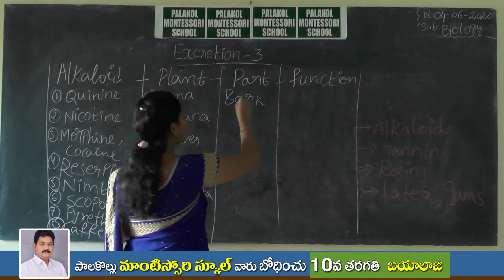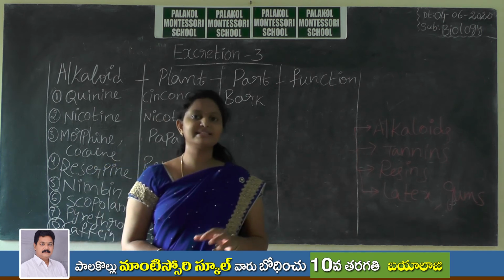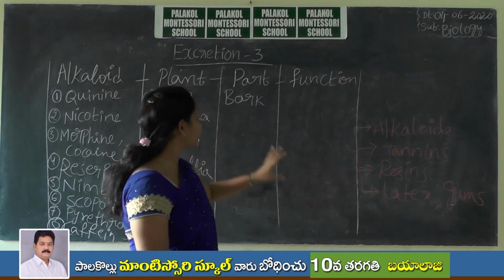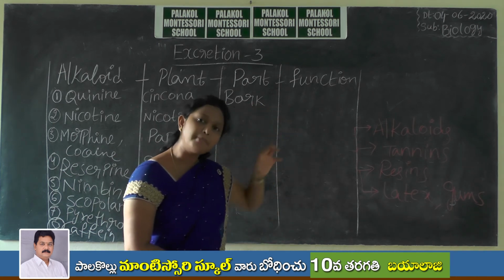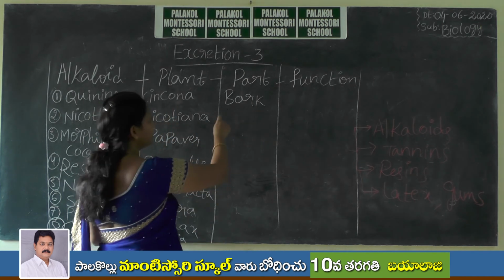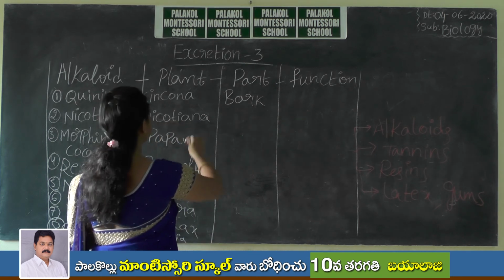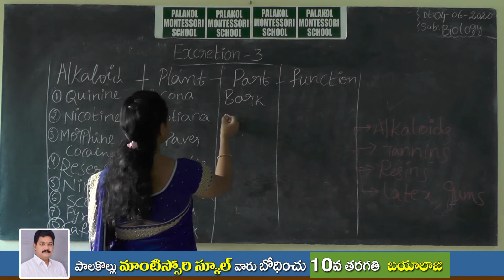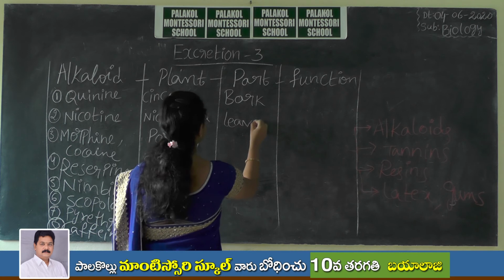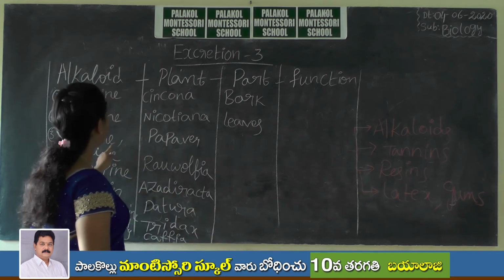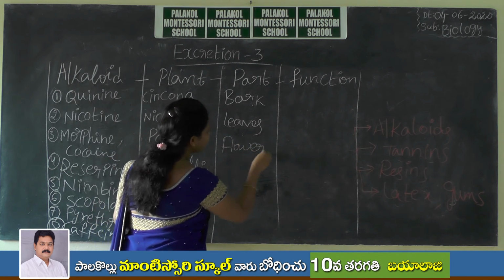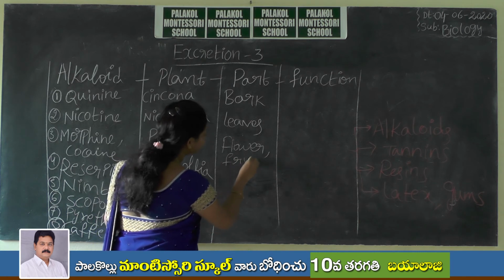From the Cinchona, from the bark of the tree. Bark is a part of the stem. In Telugu it is called beradu. Bark is a part of the stem from which this alkaloid quinine we get. Next, Nicotiana is coming from leaves. Next, in case of Papaver somniferum, flower and fruit.